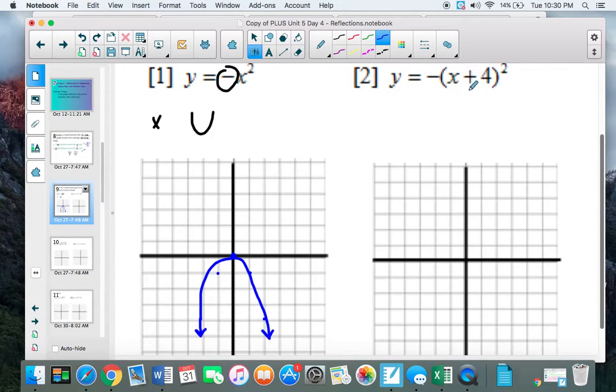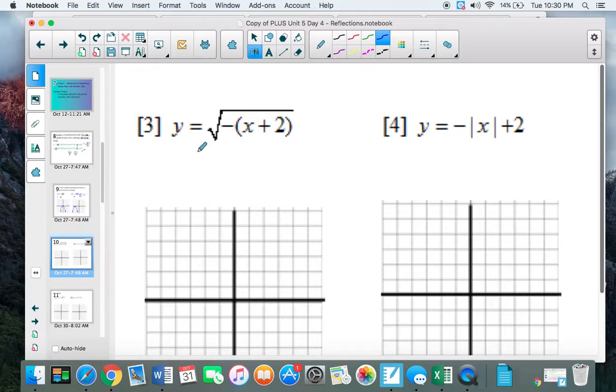Alright, this one, we're going to do this part first. This is making it go left 4. So I'm going to go left 4, 1, 2, 3, 4. That's my starting point. It is a squared function again, so that signifies it's going to be a u shape. And it is excluded or outside, so it is reflecting the x-axis. So again, instead of going over 1, up 1, I'm going to go over 1, down 1, over 2 and down 4, over 2 and down 4, and draw my u shape in as best I can. And those are two examples of reflecting the x-axis.